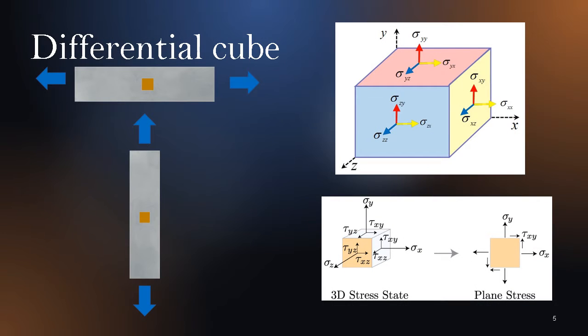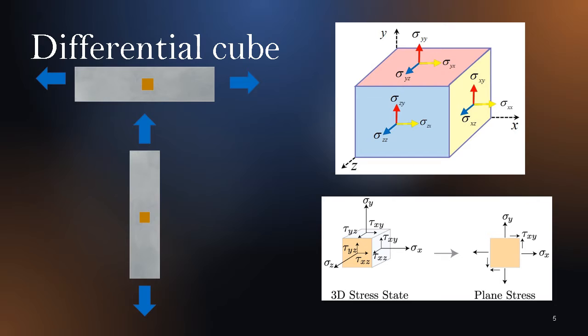Now, for a better understanding of the Mohr circle, we will be using the differential cube, which is used to represent the plane stress in two dimensions, normal stress and shear stress. The normal stress, as we can observe in the image on the left, is along the x and y axes, while the shear stress is considered to be on the z axis.